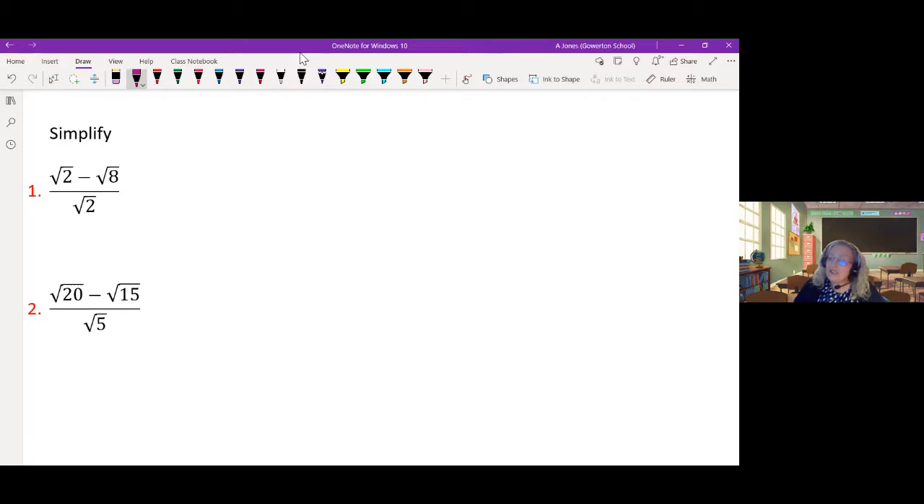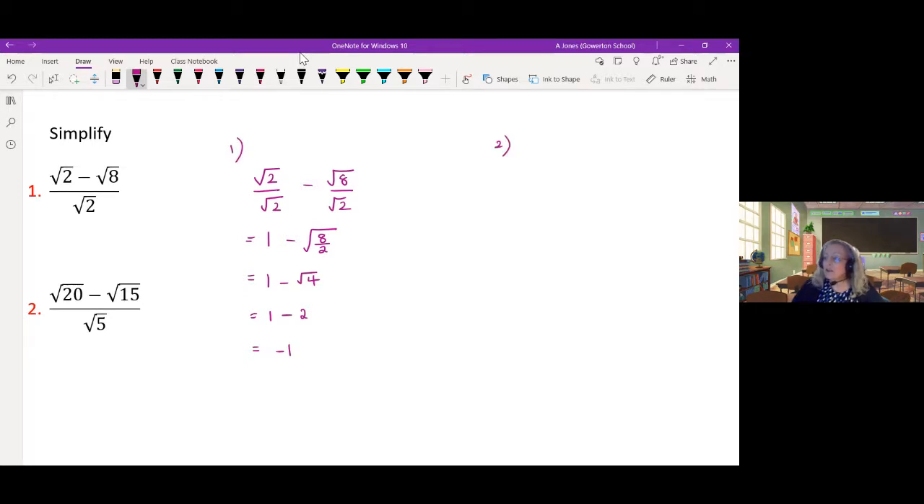So I'm going to split this into its separate parts and have root 2 divided by root 2, subtract the root of 8 divided by the root of 2. The root of 2 divided by the root of 2 is 1, subtract the root of 8 over 2. So this one is 1 subtract the root of 4. So that becomes 1 subtract 2. So that one actually comes out as being -1. That was the first one.